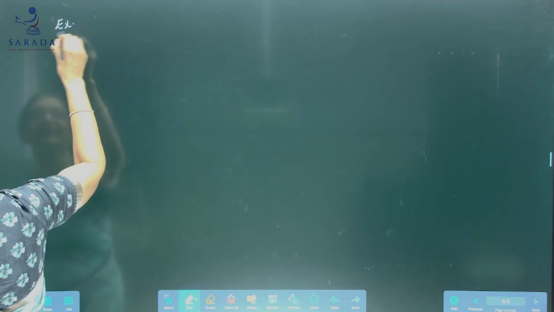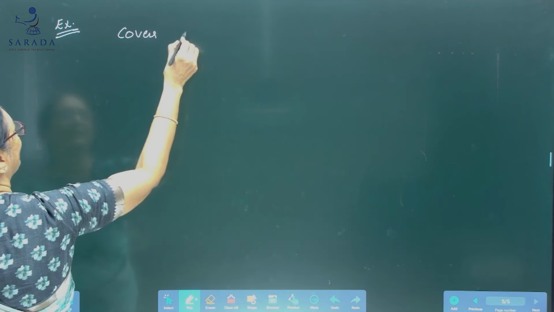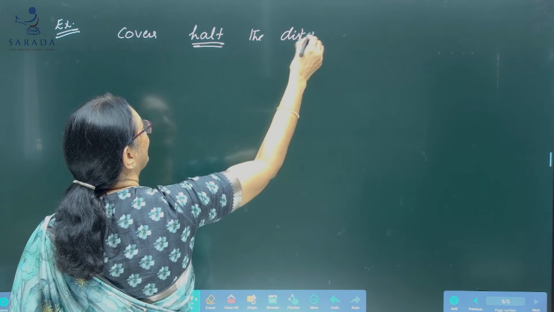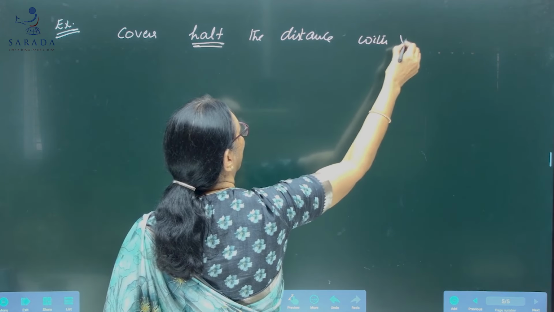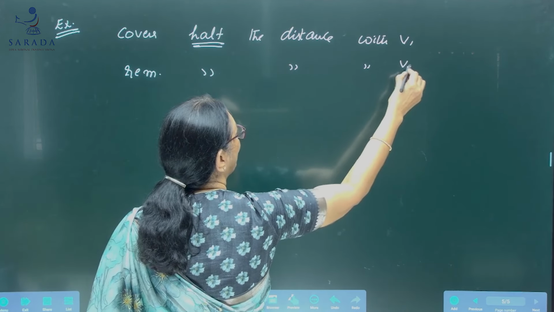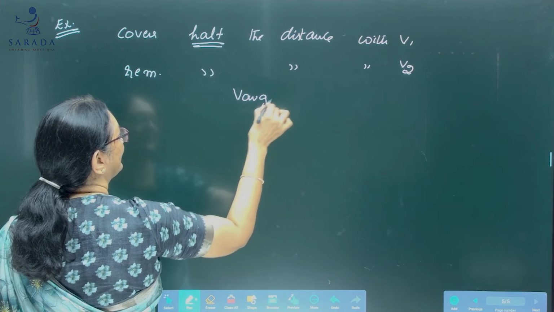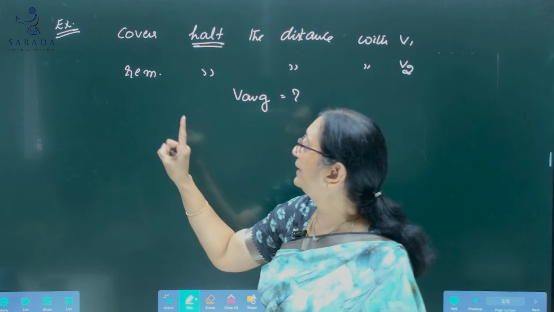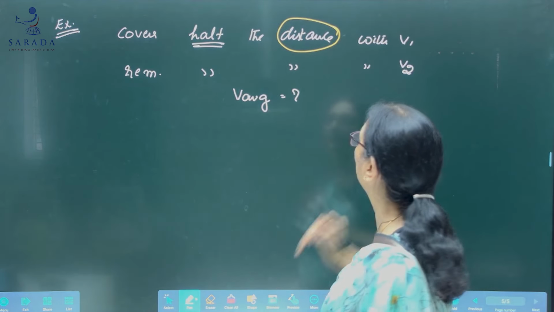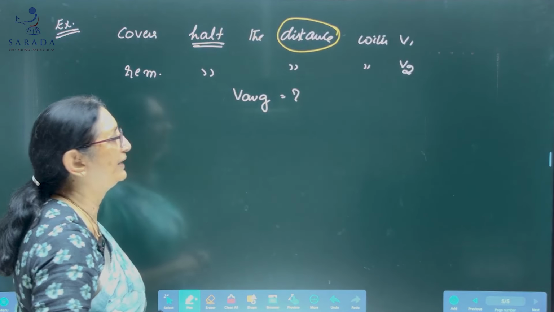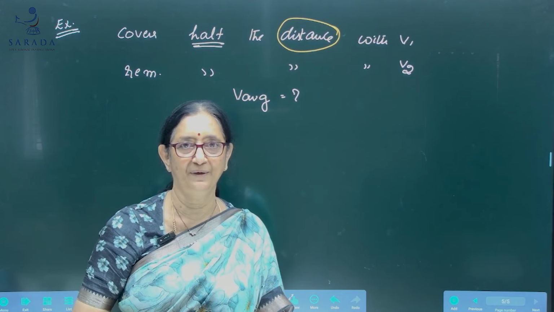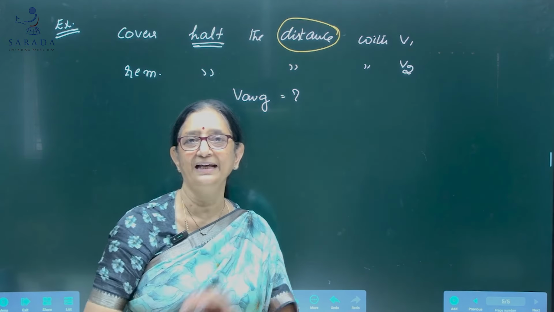So, the first example is a body covers half the distance with a speed V1 and the remaining half the distance with a speed V2. Find its average speed. That is the question. Read the question. A body covers half the distance. The most important word is distance here. Half the distance with a speed V1 and the remaining half the distance with a speed V2. What is the average speed? If you want to solve it by yourself, pause the screen there, solve the problem. Then you start the video, you can see my explanation as well.